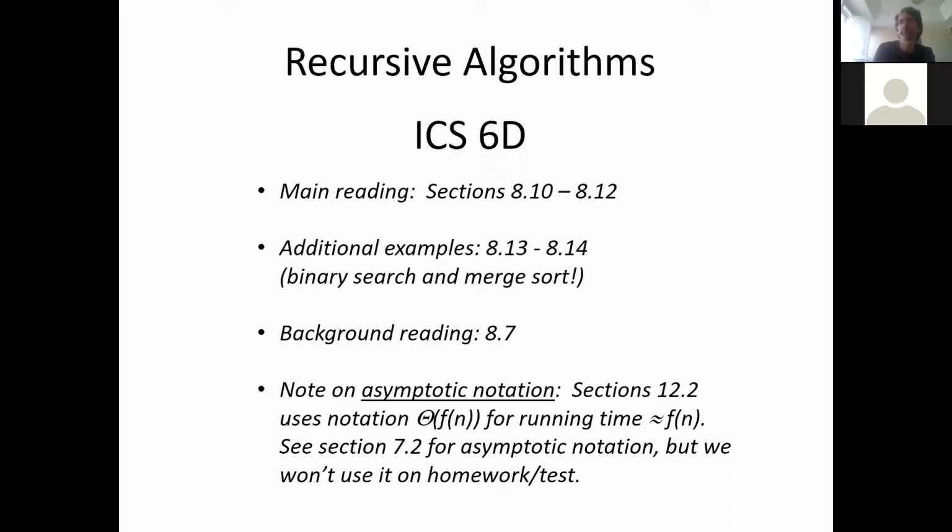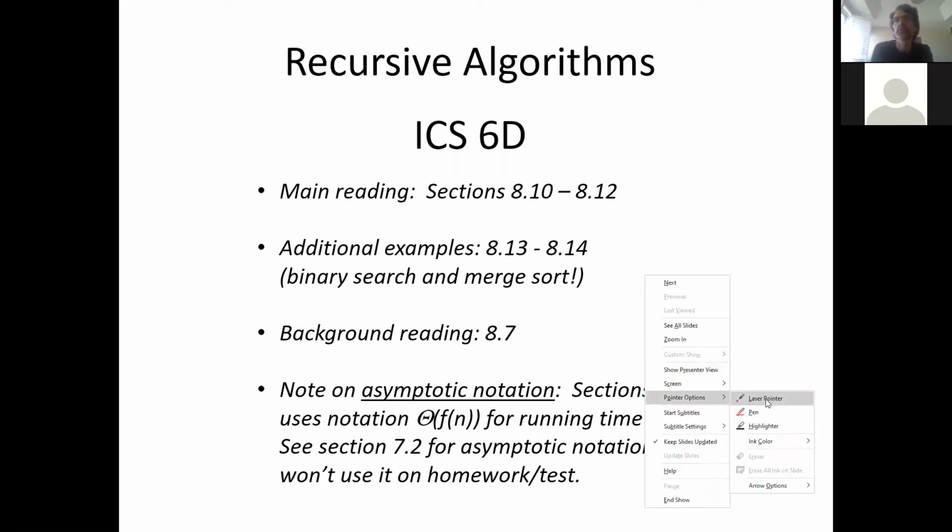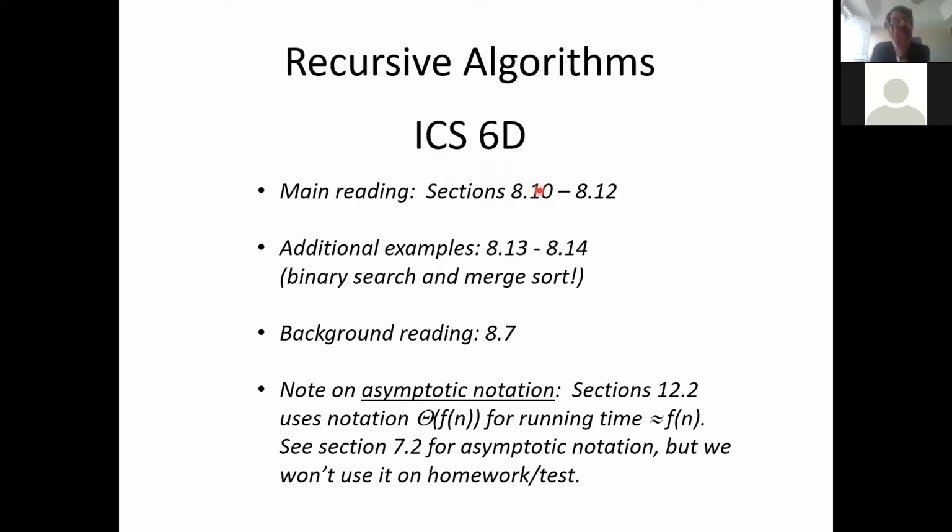Okay, hello everyone. So we move on to recursive algorithms. Just some things about the reading. So this is the main part that I want you to read. There's more examples of recursive algorithms in these sections. All of them are on the syllabus, but just so you know, this is the priority.